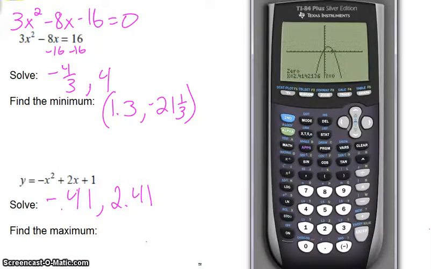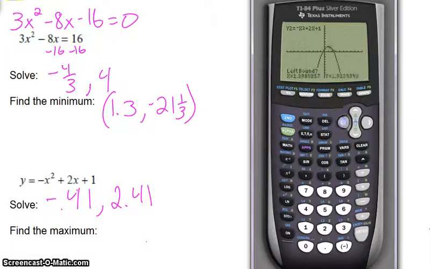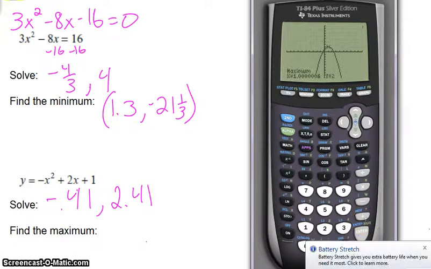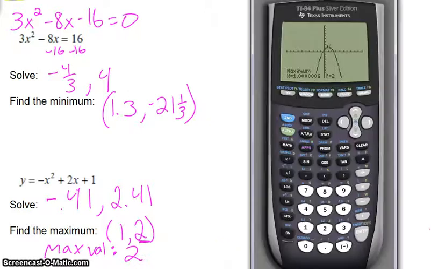Alright, now to find the maximum, I'm going to do second trace, and then instead of minimum, since it's not a minimum, I want to find the maximum. It's going to look for that highest y value. I'm going to go to the left of my maximum, go to the right of my maximum, and it's telling me that it is at 1, 2. If I asked you for the maximum value, that would just be our y value, of course. That would just be 2.